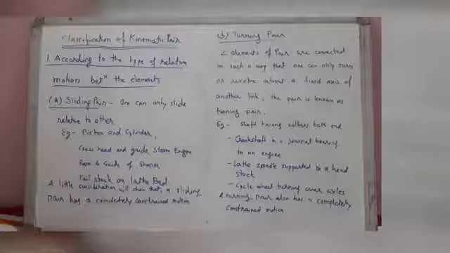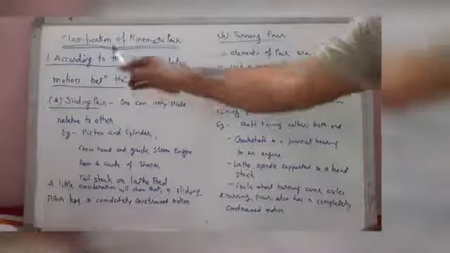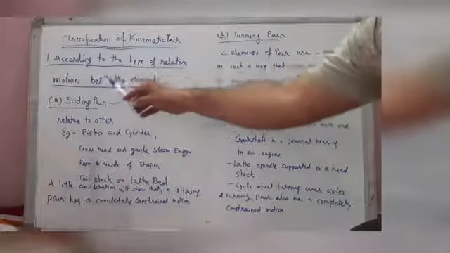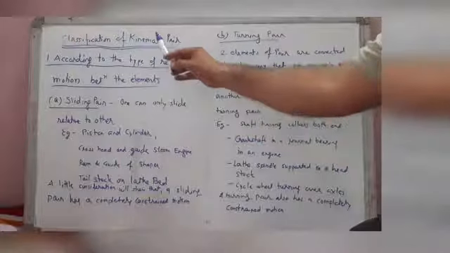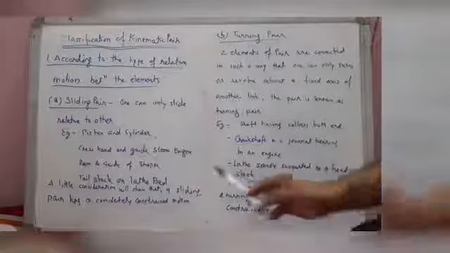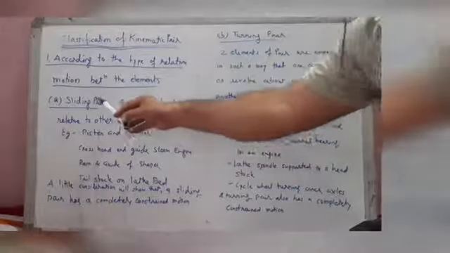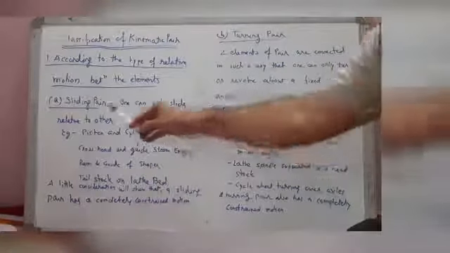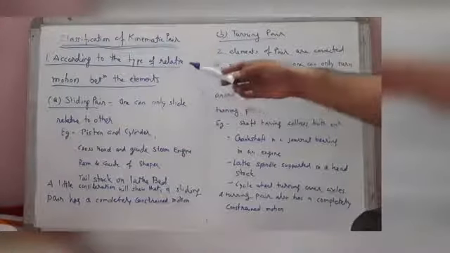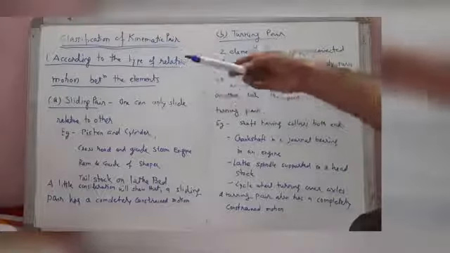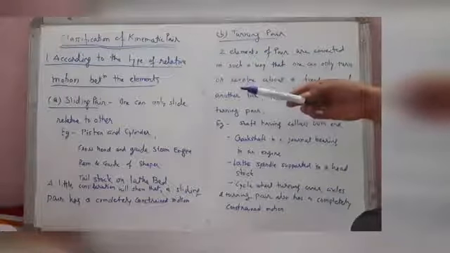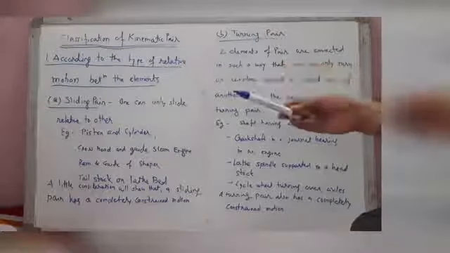Next is classification of kinematic pairs. According to the type of relative motion between the elements, this classification of kinematic pairs is done. Here, sliding pair: one can only slide relative to the other. That we have discussed earlier, the square hole and square beam. In this type of motion, sliding pair, only sliding is possible.